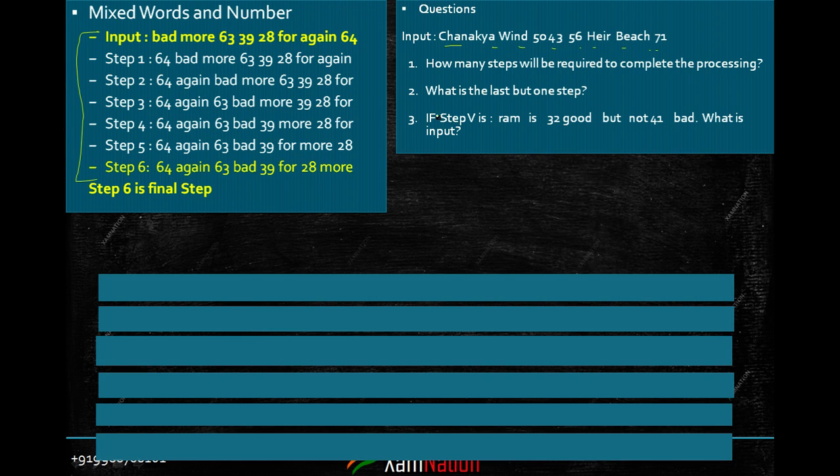Further, they may tell you that this is the fifth step within a machine, then ask what the input is. That is a different question, not part of this one. They will tell you the fifth step and ask: can you tell the input? So we have to see whether we can do this or not.